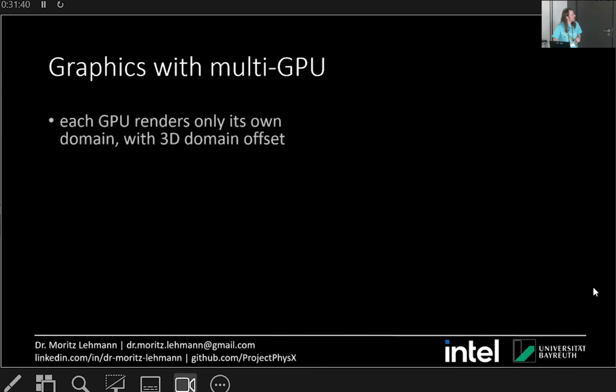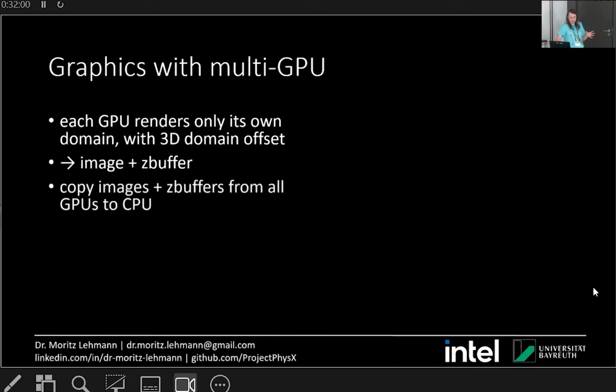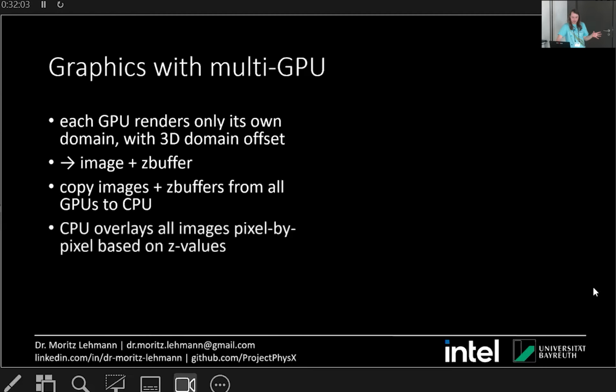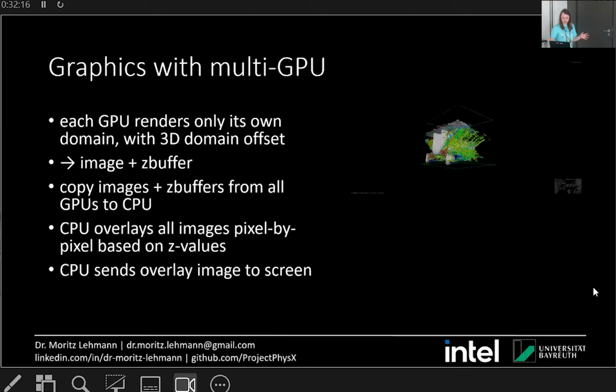How to do graphics with multi-GPU, this is exciting. Each GPU only knows its own domain in memory. It has no knowledge of all of the other domains, so it can also only render its own domain. And it does so with a 3D offset, so it puts its own domain in its place relative to the others. Then I copy an image and the corresponding z-buffer to the CPU. On the CPU side, I do an overlay based on the z-buffer for all pixels, and that gets the right pixels up to the front. Finally, the CPU sends the overlay image either to the screen or to the hard drive.